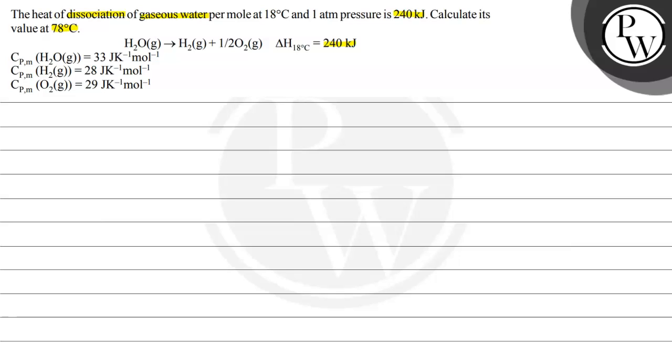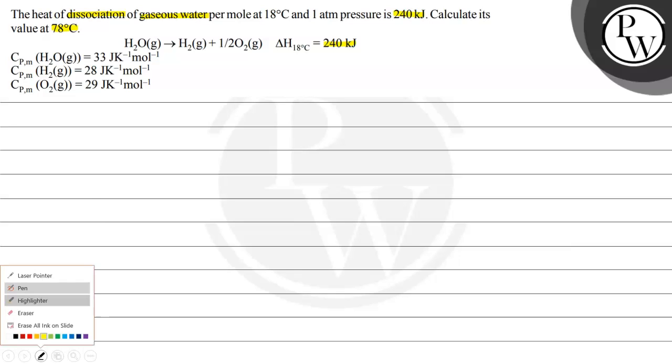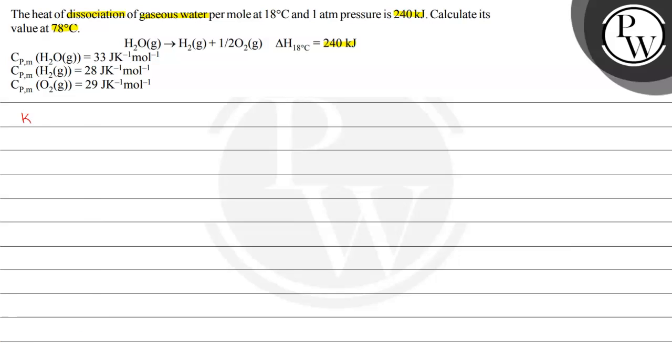Cp, the molar heat capacity of water vapor, is 33 joule Kelvin inverse mole inverse. The molar heat capacity of H2 gas is 28 joule Kelvin inverse mole inverse, and the molar heat capacity of O2 gas is 29 joule Kelvin inverse mole inverse. So here the key concept is Kirchhoff's law.